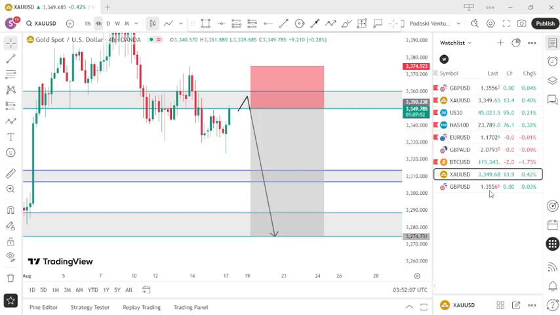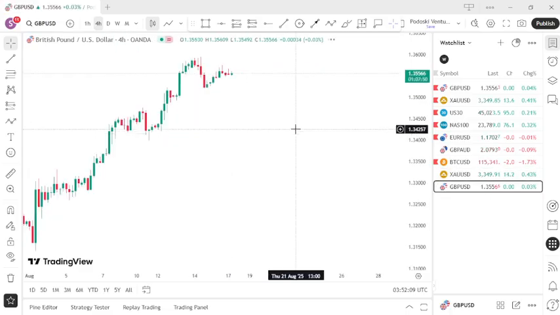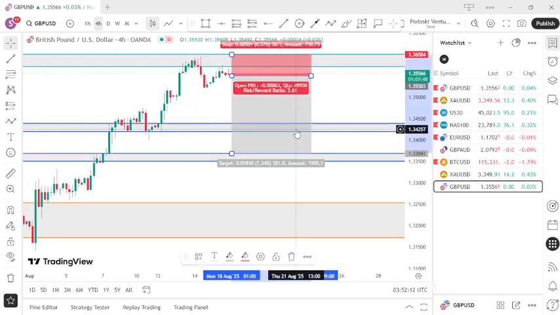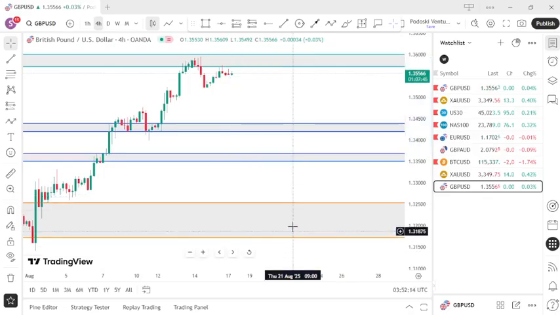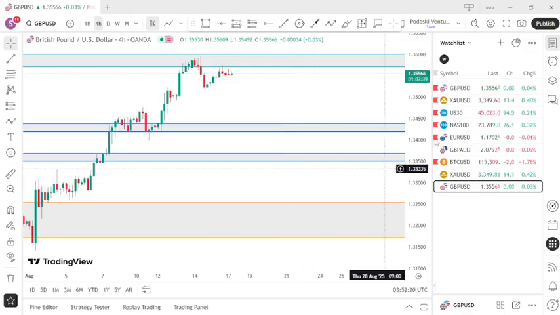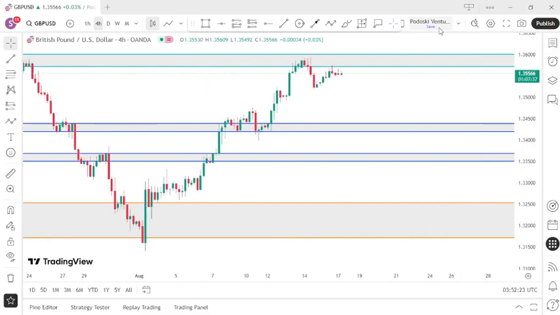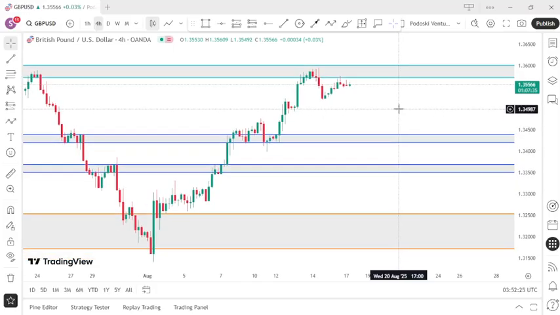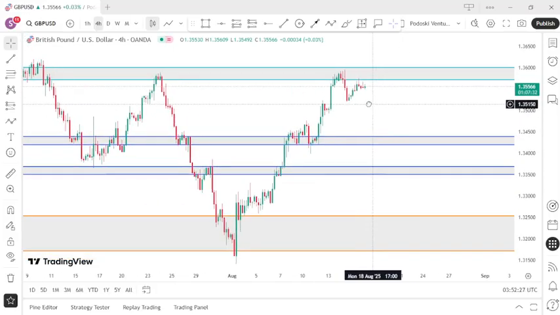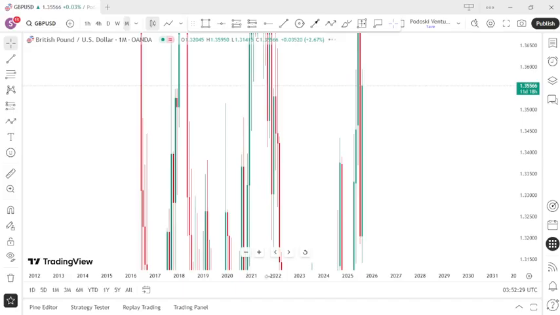GBPUSD. GBPUSD is the next pair. Okay, let me first clear this. Price has tapped into it. We are looking for selling opportunity on GBPUSD, but let's look at why we are selling. Let's find out. So let's start from the monthly time frame.